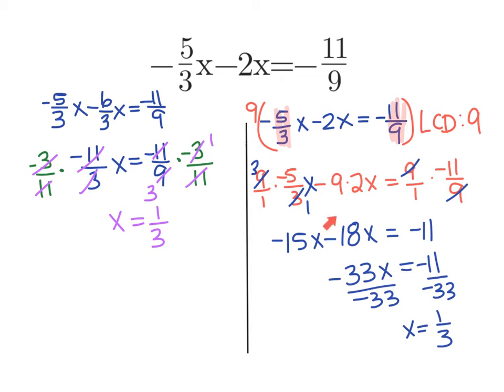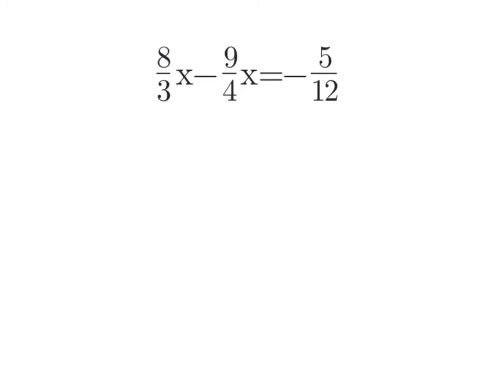And again, this might look a little complicated, but this is going to be very helpful in the next unit for Algebra 2. So the goal, again, is to get rid of the fraction from the very beginning by multiplying everything by the least common denominator. Let's do a few more.